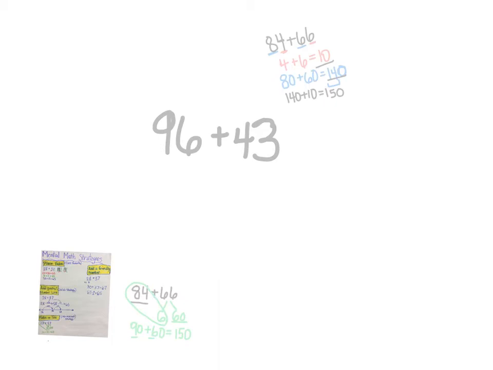So, Mrs. Mitchell, what easy number to add is 96 really close to? 100. 100, right? But how much do we add to get from 96 to 100? 6 plus 4 is 10. So 96 plus 4 would be 100. Exactly. So we added 4 to get 100. So now we can do 100 plus 43. And that's easy. What's 100 plus 43?